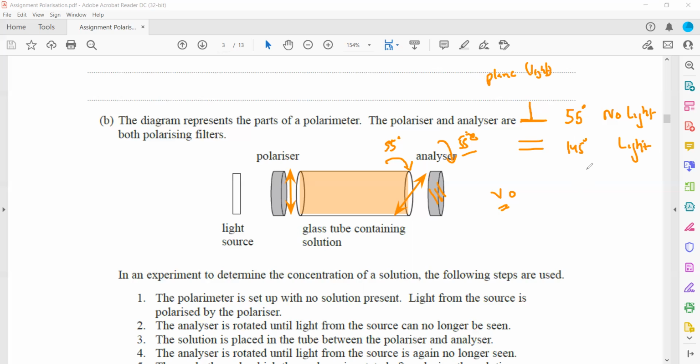Then we further rotate again 90. Because after every 90 degree change, there will be light, no light, light, no light. So originally at 55 there is no light. If we change the angle by 90, there will be light again, at 145. But if I change a further 90, how much will this be? This will be 235. So when it is changed by 90 again, there will be no light again, and it means the planes are again perpendicular. Then we further rotate 90. So 235 plus 90 is 325.